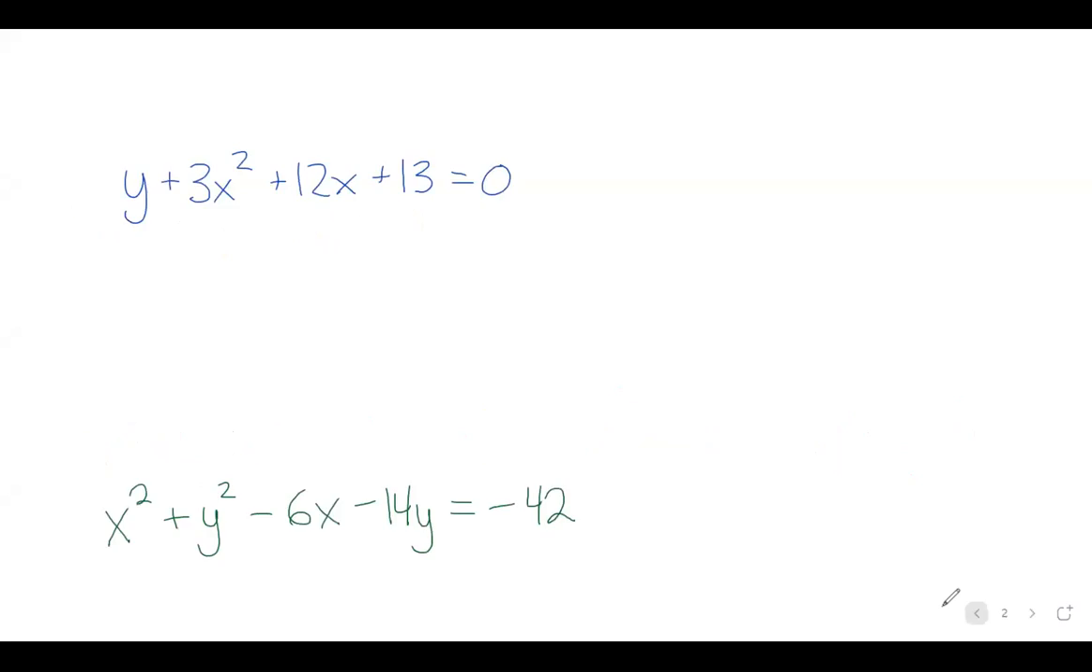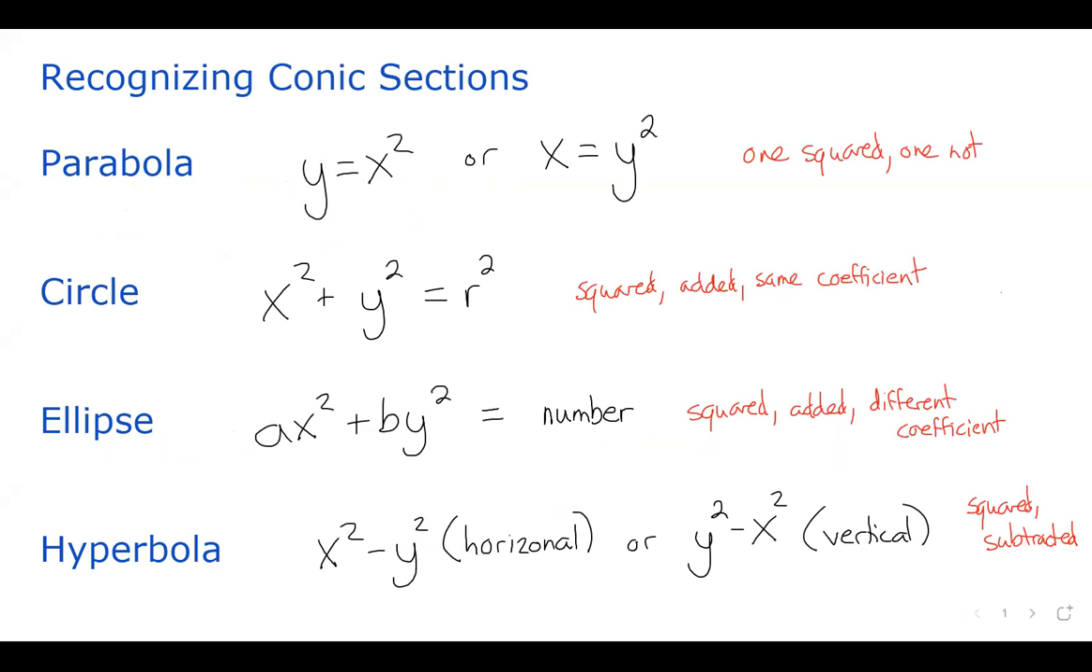So let me go back to the whiteboard here. Okay, and these are the rules. So if you're taking notes on how to recognize conic sections from an equation, these are the notes that you would want to have. And so you may want to just pause the video, write these down, and then come back.